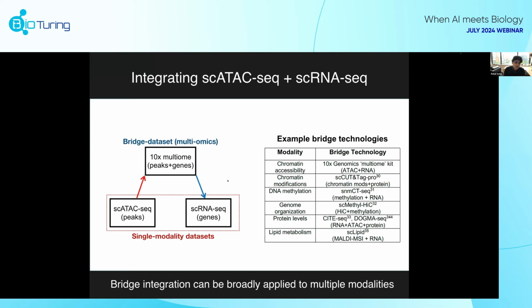Another thing that I want to highlight is I gave an example of RNA and ATAC, and that's probably the most common use of bridge integration. But there are lots of multi-omic technologies that can be used as bridges. For example, CITE-seq measures RNA and protein together. Single-cell CUT&Tag-Pro does histone modifications and surface proteins. There are technologies for DNA methylation and RNA, even for things like lipid metabolism and RNA. So as these new bridge technologies become available, that enables us to take these RNA atlases that we've used and use them in new contexts, which I think is really quite helpful and exciting. And I'll just give you a couple more examples of that.